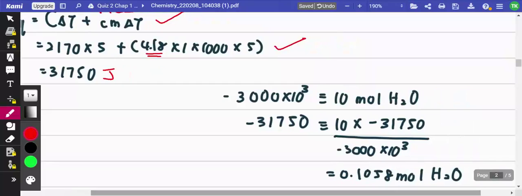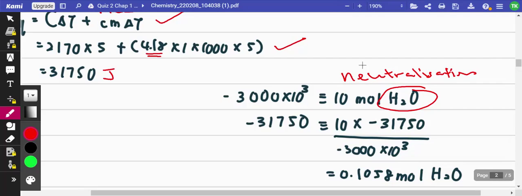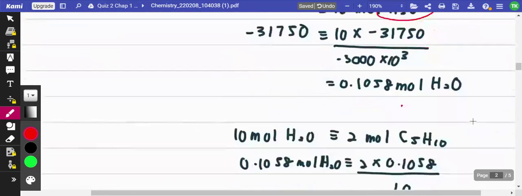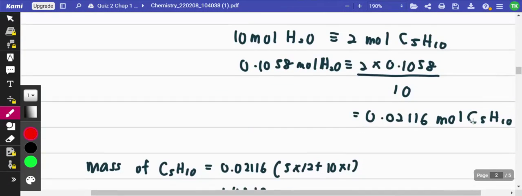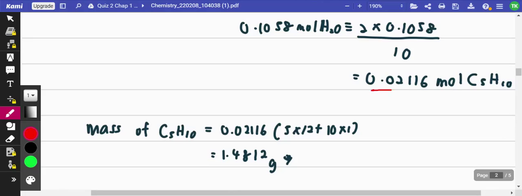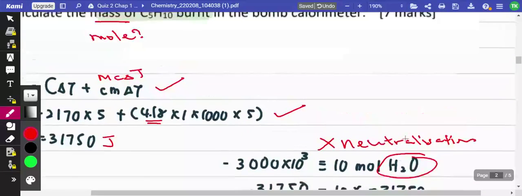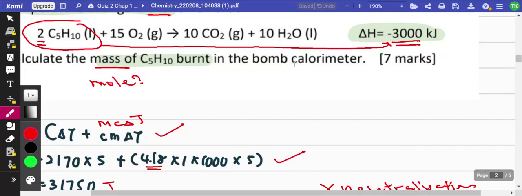Okay, however, here we can see that the student is using H2O, which means you are referring to heat of neutralization, where it is not. This is heat of combustion, so you don't have to refer to the number of moles of water. But after you have calculated the ratio, you still got the number of moles of C5H10 correct, so you also got the correct mass for C5H10.